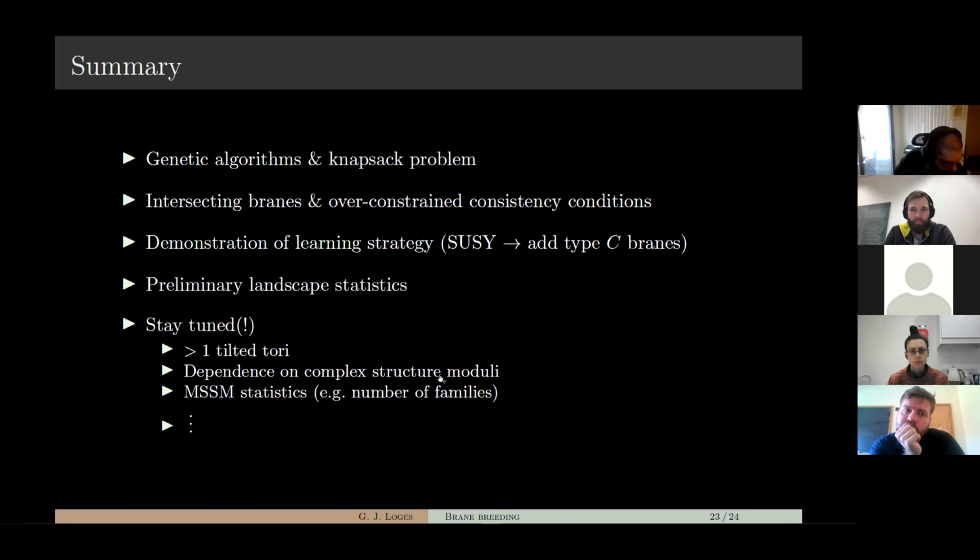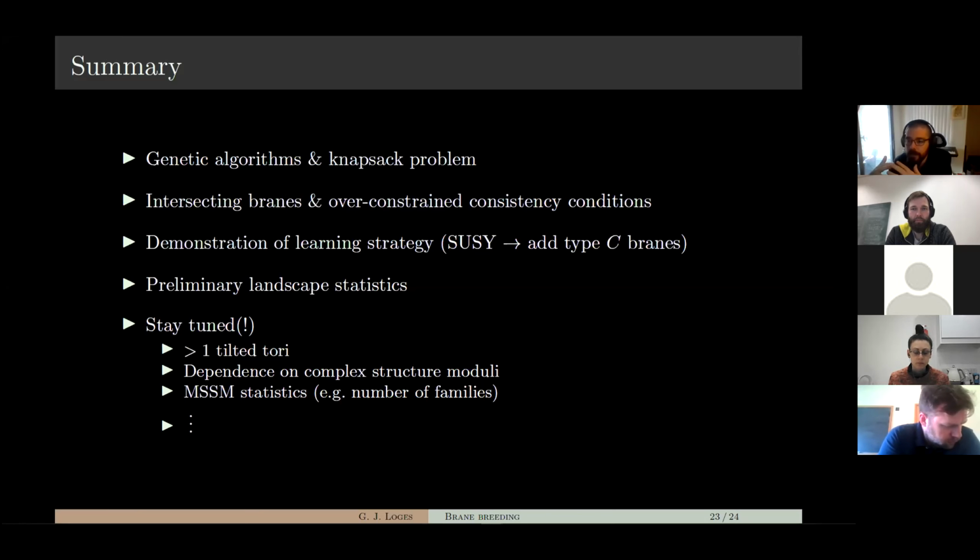Okay, so with that, I think I'm just about on time. I talked about genetic algorithms and this simple example of the knapsack problem, showing how the population will evolve. You want to avoid having just identical individuals in your population. You want to avoid having a population which is too random.